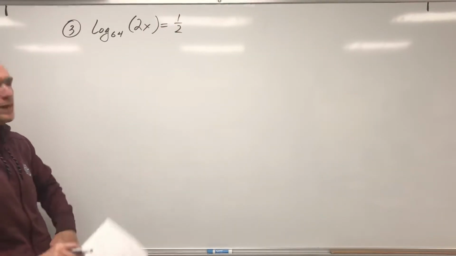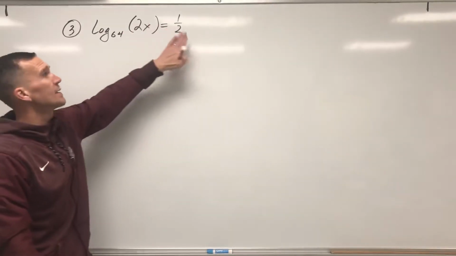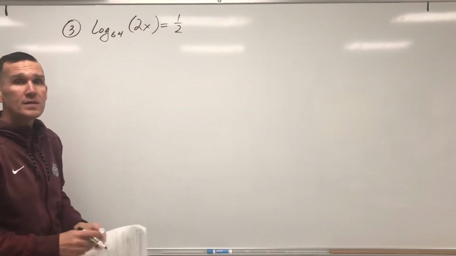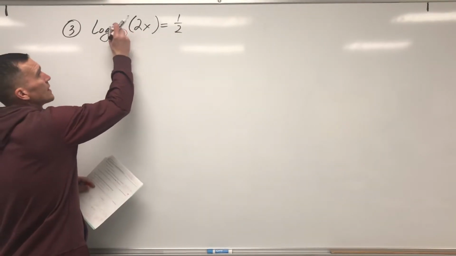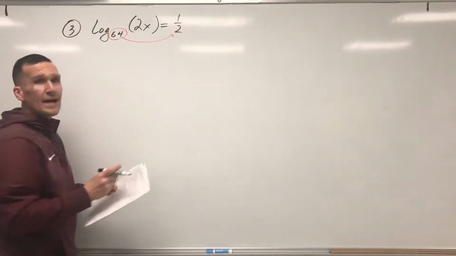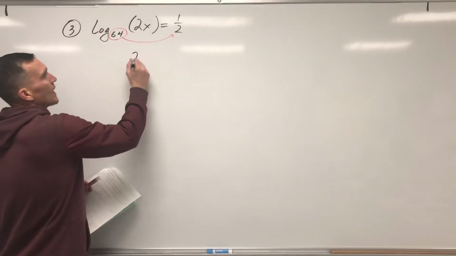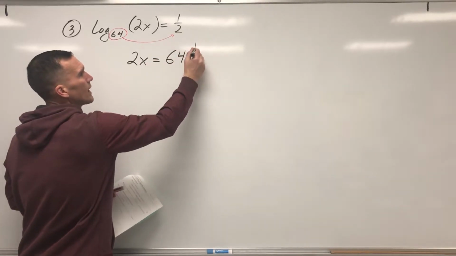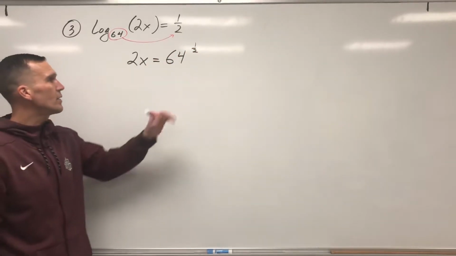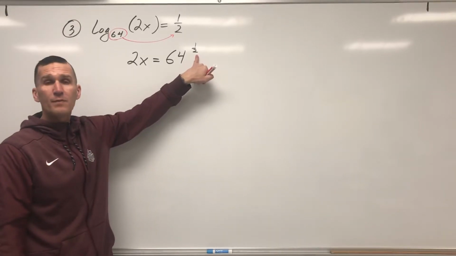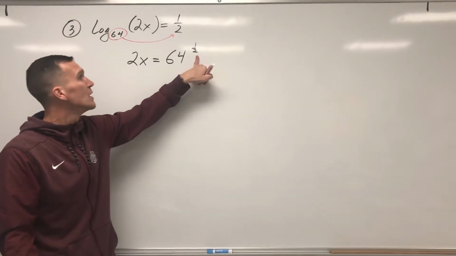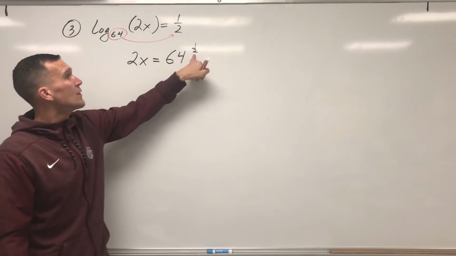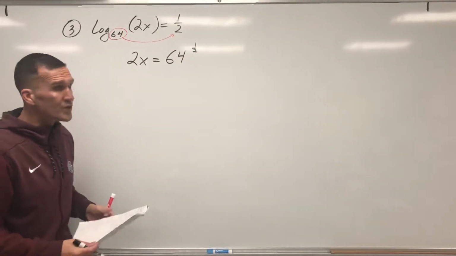Again, do my little melody. If you got a log on one side, not the other, move the base, convert. So I could take the base and convert to an exponent problem. I have 2x is equal to 64 to a power of 1/2. But if you read the guided notes, what does a power of 1/2 mean? Well, it's actually a square root. So this is really the square root of 64, which is 8.